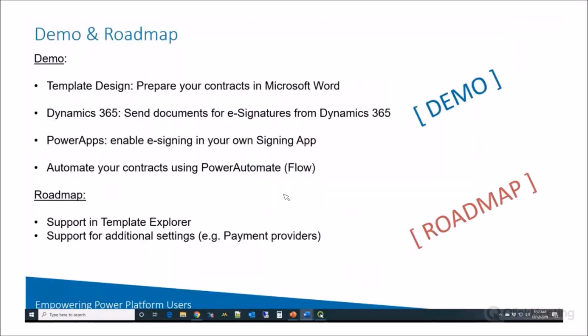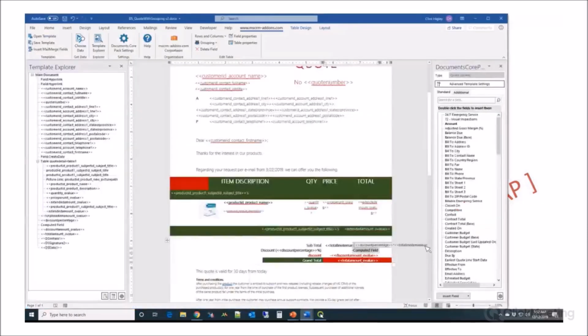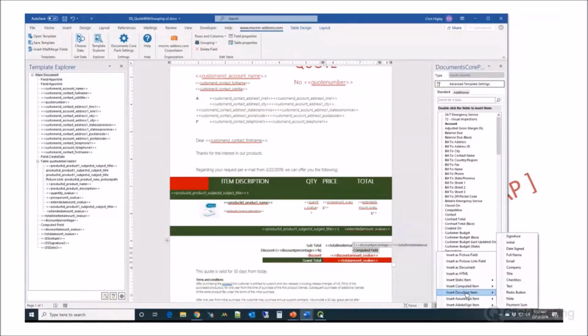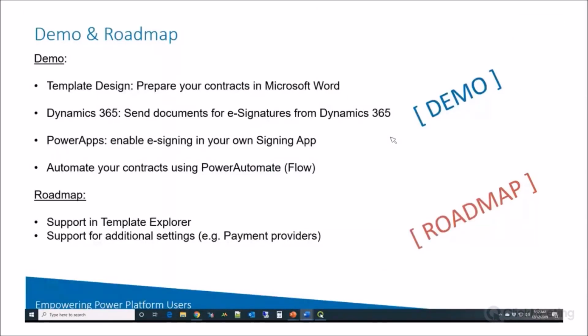The next thing on the roadmap is support for additional settings, for example payment providers. What does that mean? The version that I have is a beta, a version that is coming probably next week. But for example, here for DocuSign, you can add payment sums to your documents, so you can request payments and things like that.